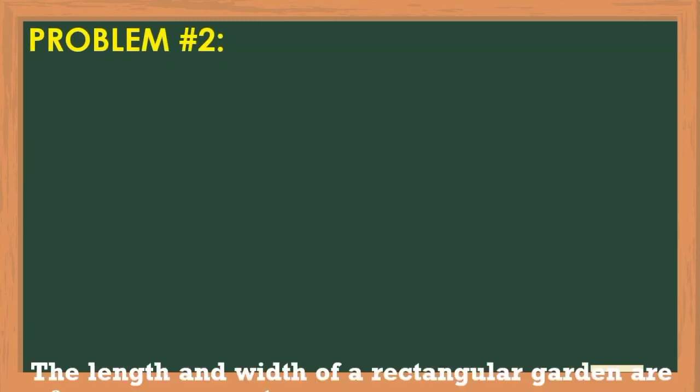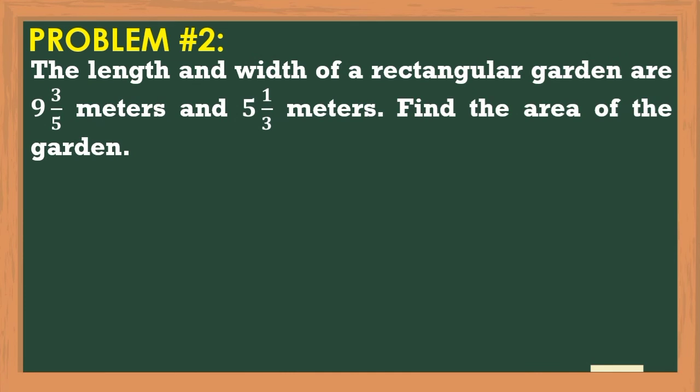Next, number 2. The length and width of a rectangular garden are 9 and 3/5 meters and 5 and 1/3 meters. Find the area of the garden. Okay, so dito kailangan alam nyo yung formula ng area ng rectangle. So the area of the rectangle, the formula is given as length times width. So multiply lang po natin yung mga given dimensions.